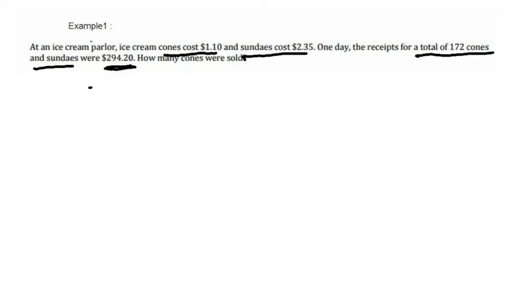Okay, next, let's define some variables. I'm going to say X equals cones. Okay, and again, that's arbitrary. You could say that X equaled sundaes. You could say that C equals cones. You could say that P equals cones. Whatever you want. Just make sure you're consistent about it. I want to say that Y equals sundaes.